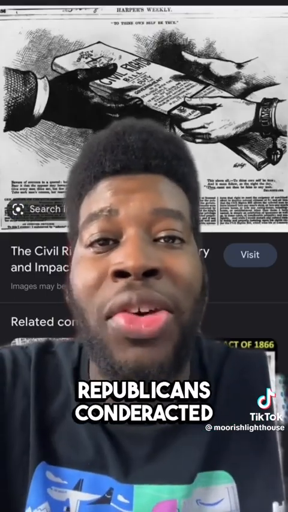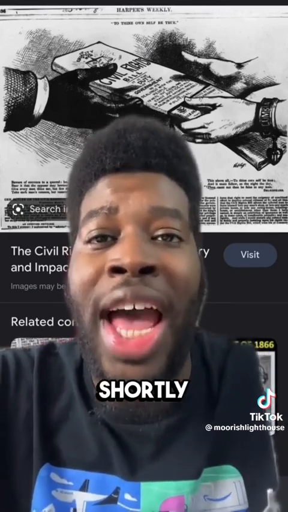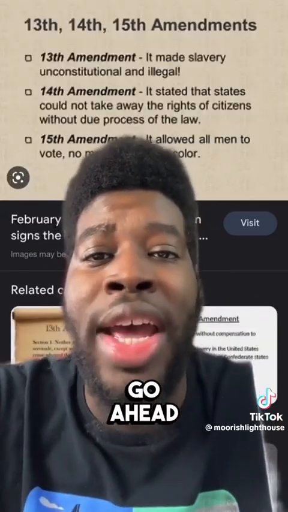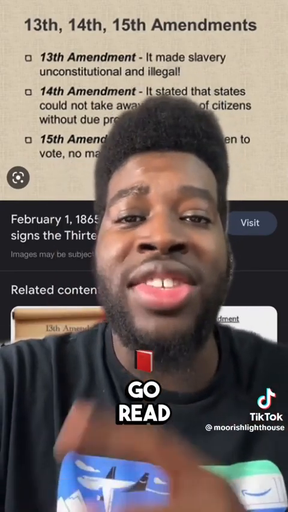Due to the severity of the black codes, public lynchings, and other atrocities perpetrated by European Southerners, Northern Republicans counteracted the black codes by signing the Civil Rights Act of 1866. And shortly afterwards, to constitutionalize the Civil Rights Act of 1866, Congress would go ahead and pass the 14th Amendment in 1868.